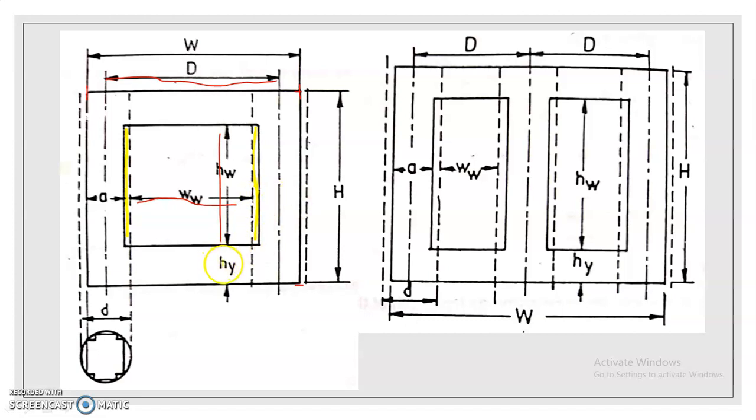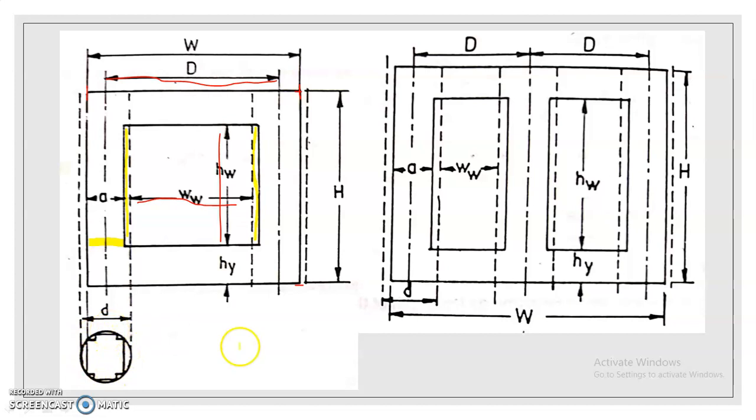HY indicates the height of the yoke, and small d indicates the circumference of that winding area. Suppose the core is of this width, that is A, and when windings appear on this limb, the top view will look like this. The maximum circular part, the diameter of that circle, is small d.